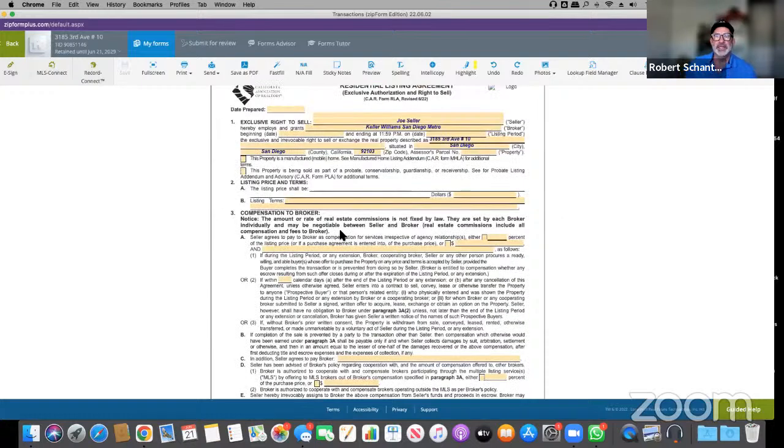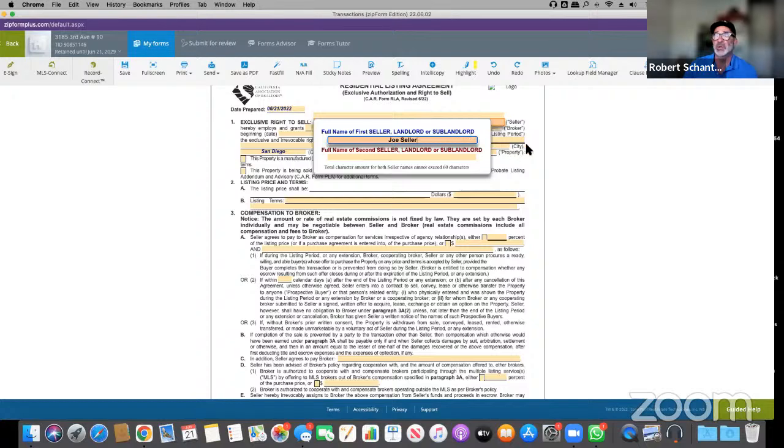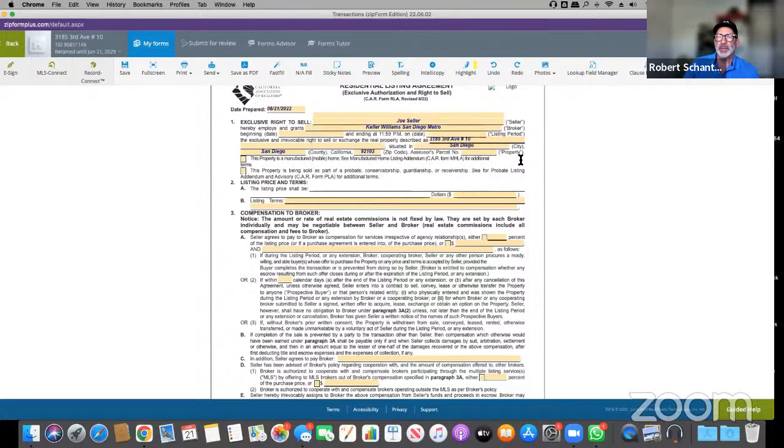Okay, now we're into the listing agreements. Date prepared. We're taking the listing today. The seller's name is Joe Seller. That auto-populates because I filled his name into the SLIC form. So anytime you fill in information that will be duplicated in other forms, it automatically auto-populates every other form. Grant, Keller Williams, San Diego Metro. We're the broker, right? Not you, you know, put your name there.